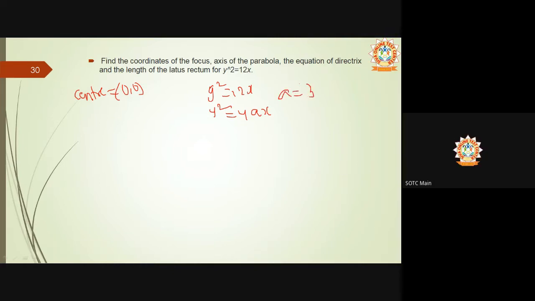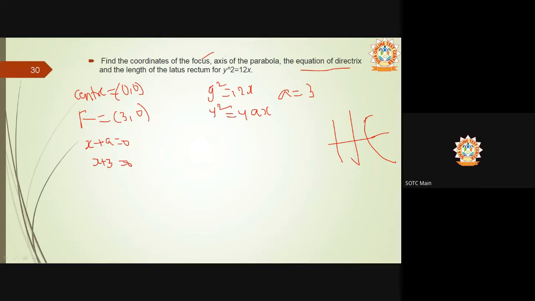So what are they asking? Focus. y square is equal to 4ax means it is in this format, on the x axis positive side. So what is the focus? It is a comma 0, that is 3 comma 0. Right? Next, equation of directrix: x is equal to minus a, or x plus a is equal to 0. So it will come x plus 3 is equal to 0.